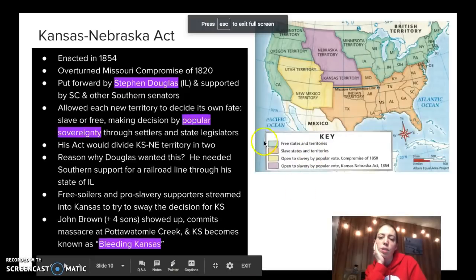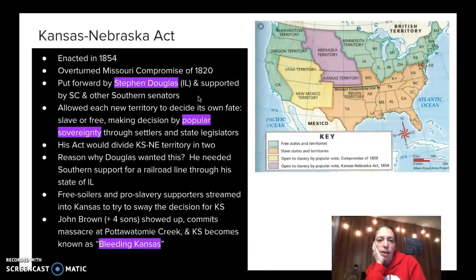Now, with the Kansas-Nebraska Act, this was enacted in 1854. And so take a look at this map here. Look at where the Missouri Compromise line was, right? So no states north of this boundary line were supposed to become slave states. However, what this act does is it overturns the Missouri Compromise because Stephen Douglas from Illinois, a senator, is the one who sponsors this bill and pushes it forward.